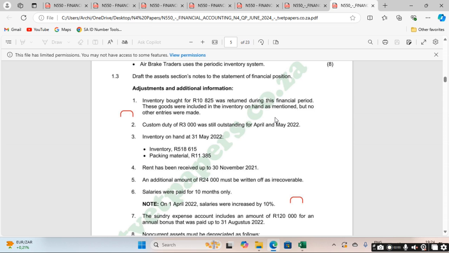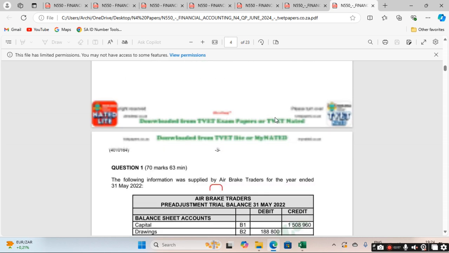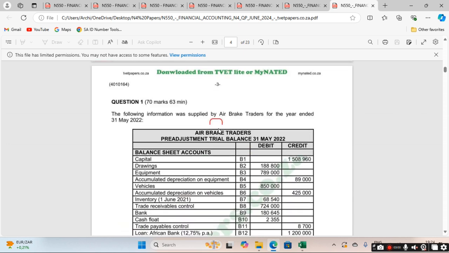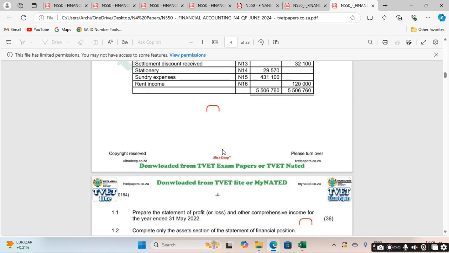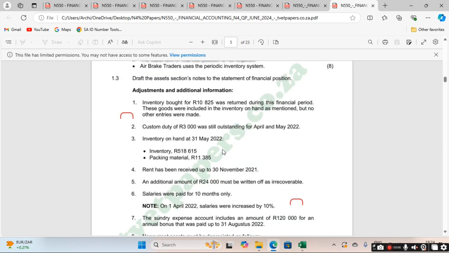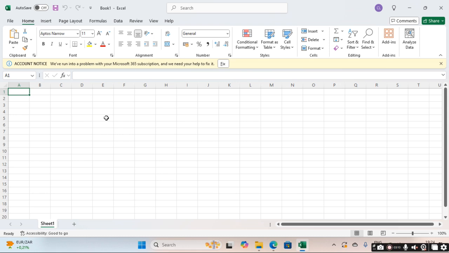Okay, so now we're doing this question 1. We'll start with our 2024 question paper. We're doing this question 1, which is our income statement. We're only focusing on the income statement, how to handle your transactions. Of course we'll be using our Microsoft Excel to do all the necessary calculations.